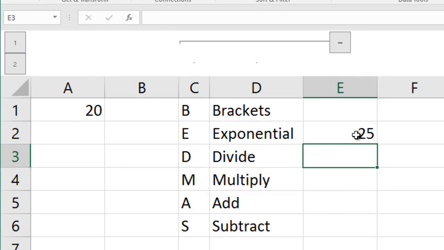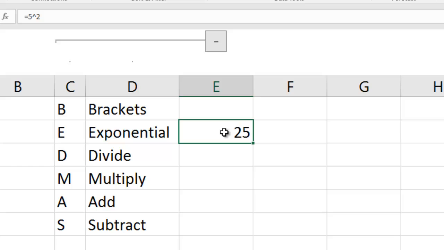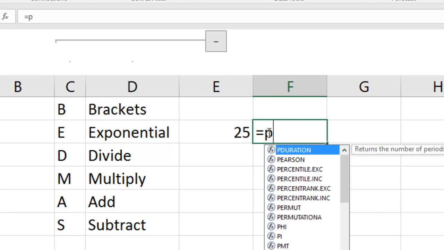So 25. Now, some people make the mistake of just doing that, thinking they've written 5 squared. But that basically reads as equals 5 to the power of, and then you haven't finished the sentence. So you need to put what the power is, and then it knows. The second way to do an exponential is to use a power function.